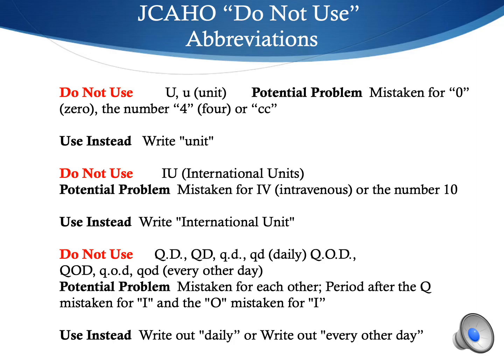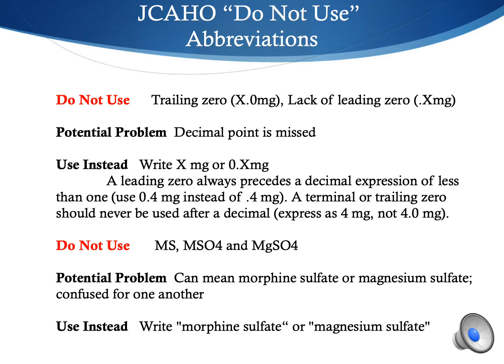International units, or IU, can be mistaken for IV or the number 10. Write out international unit. Do not use QD, QOD, daily, every other day. They are frequently mistaken for each other. Always write out daily or every other day.